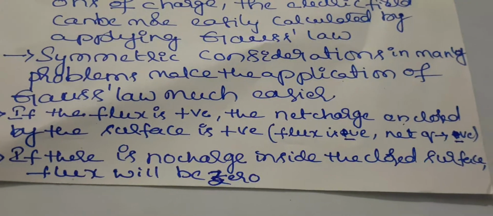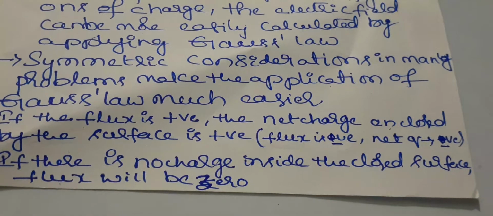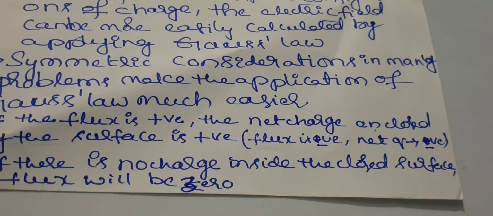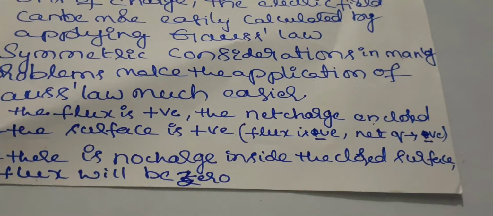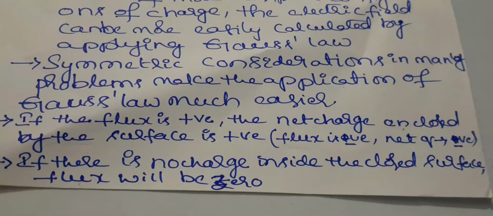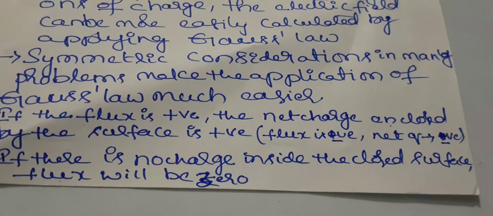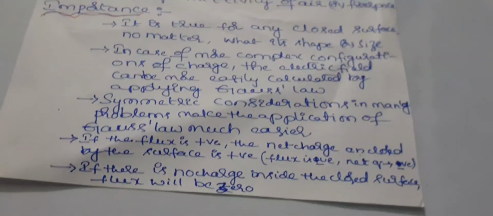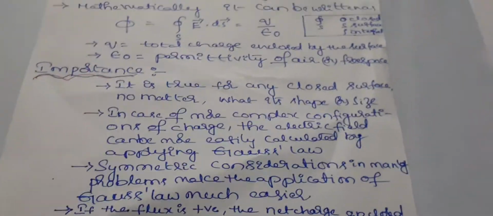If the flux through the closed surface is positive, then the net charge enclosed by the surface is positive. If the flux is negative, the net charge will be negative. If there is no charge inside the closed surface, the flux will be zero. There are many such important points in the applications, so you can learn and write them.